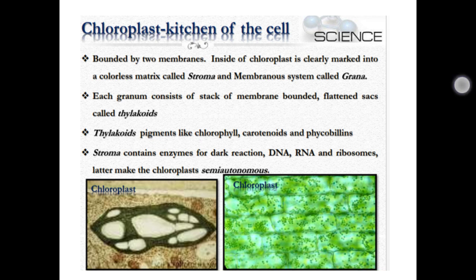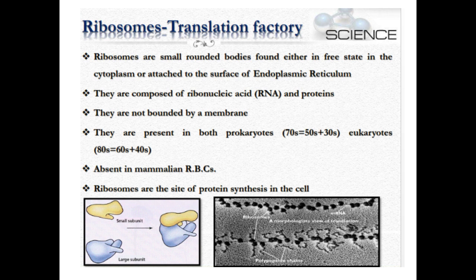So we'll move to the next one, that is the ribosomes. Ribosomes are the translation factory. Ribosomes are small bounded bodies found either in the free state in the cytoplasm or attached to the surface of the endoplasmic reticulum.